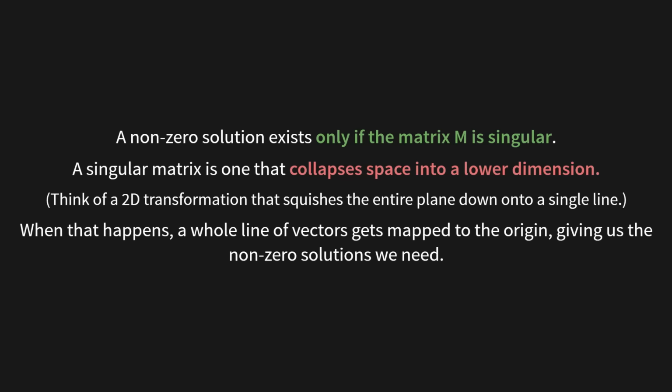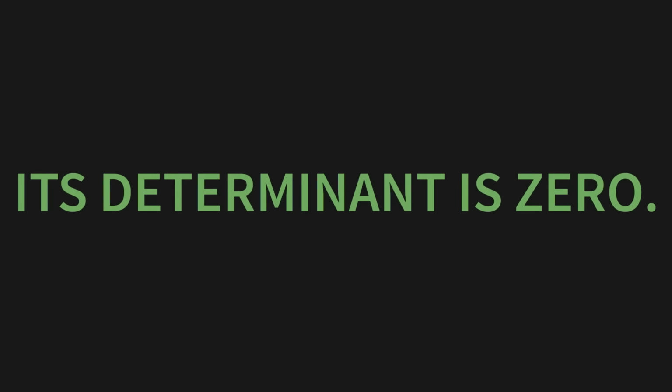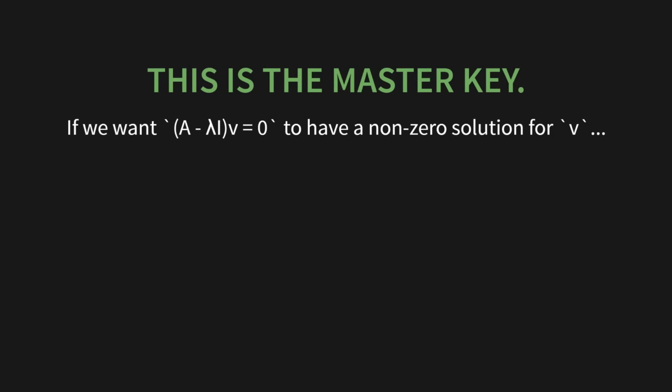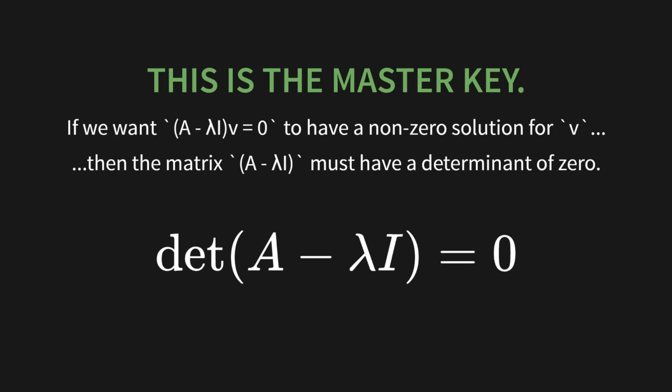And what is the single definitive test for a singular matrix? Its determinant is 0. This is the master key. If we want (A minus lambda I) times v equals 0 to have a non-zero solution for v, then the matrix A minus lambda I must have a determinant of 0. So we get our next big equation: the determinant of A minus lambda I equals 0.